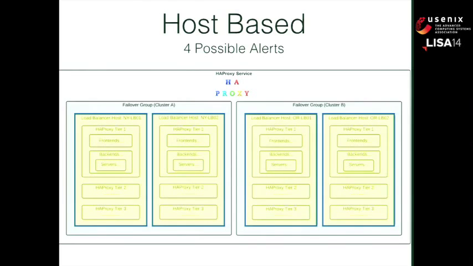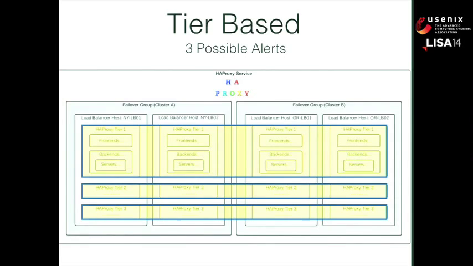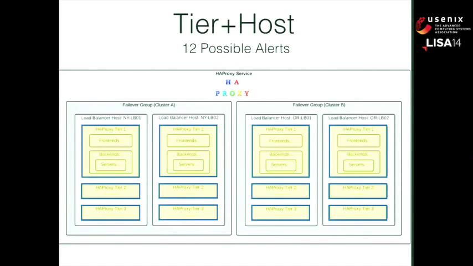So if I alert on a host scope, then I'm going to get four possible alerts if all my hosts go down, or whatever aspect I'm monitoring goes down per host. If I do it by tier, and I can span multiple hosts, I can cut this whatever way is appropriate for my environment, I would get three possible alerts. If I do it by tier and host, then I'm going to get 12 of them.